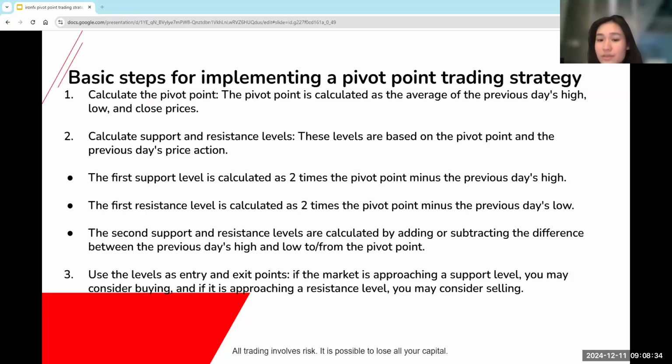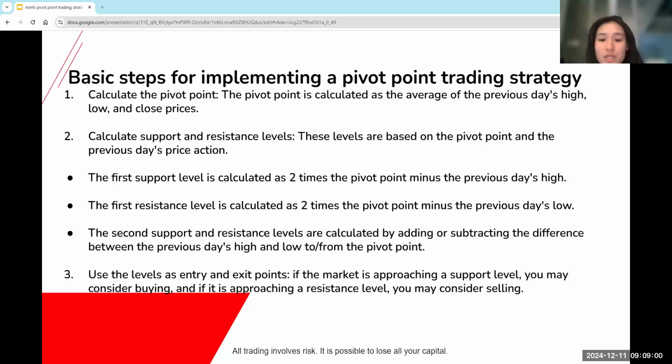The first support level is calculated as twice the pivot point minus the previous day's high. The first resistance level is calculated as 2 times the pivot point minus the previous day's low. The second support and resistance levels are calculated by adding or subtracting the difference between the previous day's highs and lows to or from the pivot point.